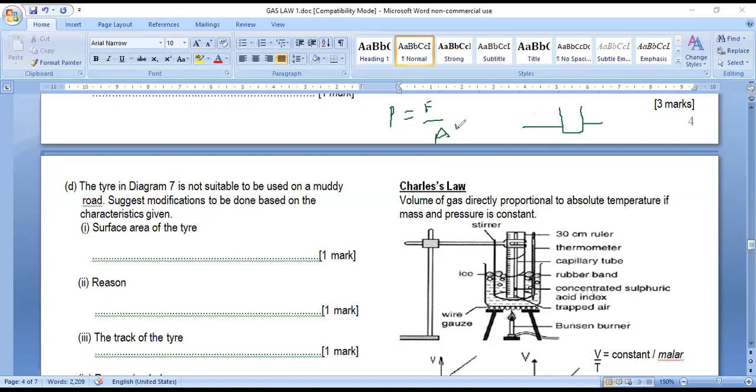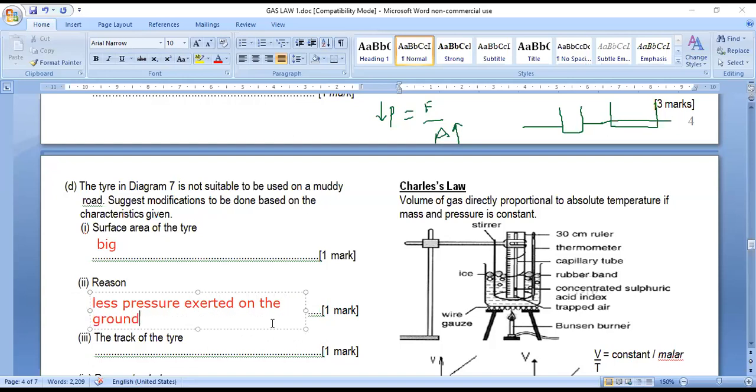So what happened? We must have a bigger cross-sectional area for the tire, so that it doesn't sink much onto the ground. So the surface area of the tire must be big, so less pressure is exerted on the ground.